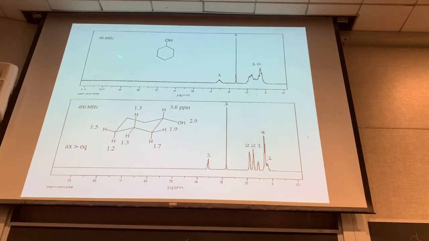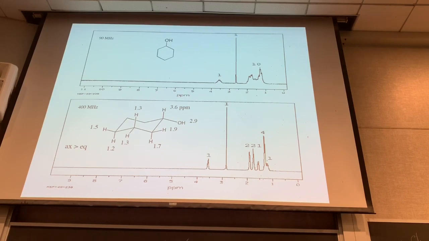But that's the advantage: lower resolution, higher resolution here. Remember what this means: between a 1 ppm unit, you have in hertz the megahertz of the instrument. So from 1 to 2 here, we have what, 90 hertz. Whatever those couplings are, you see they're crammed together. But here at 400 megahertz, from 1 to 2, we have 400 hertz units. So that allows these to separate out better and have better resolution between those.